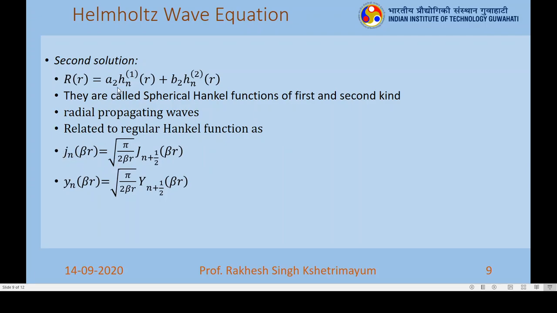This would be Hn1 and Hn2, with capital H, order n plus half. So hn1 and hn2 are radial propagating waves. Jn and yn are radial standing waves.